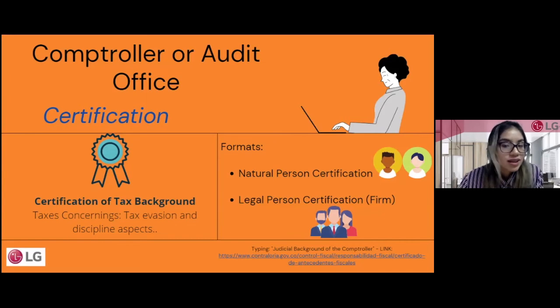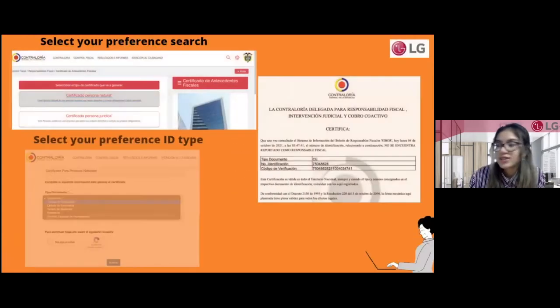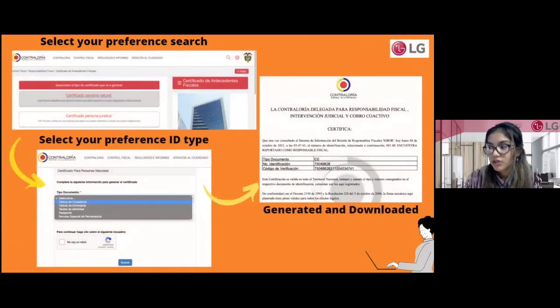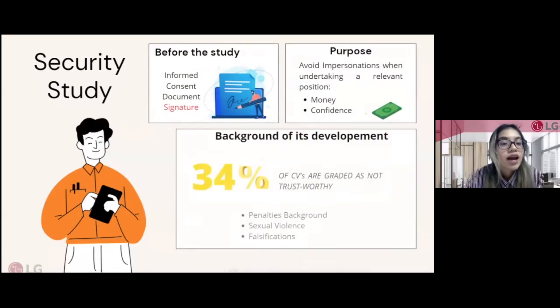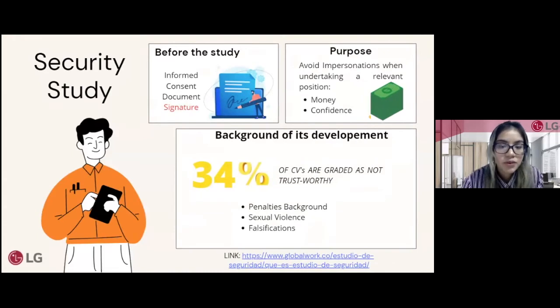You just go to that web page link that is over there, and it will direct you to this portal, in which you select, as I told you, you put the ID number, and it will be generated and able to be downloaded afterwards.